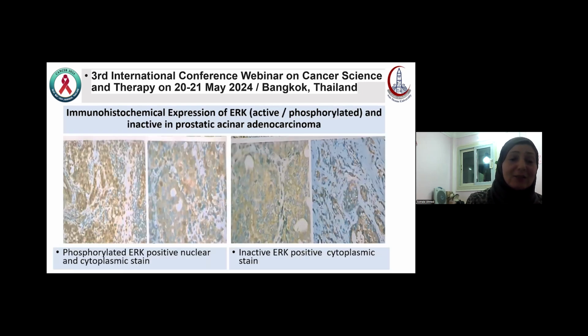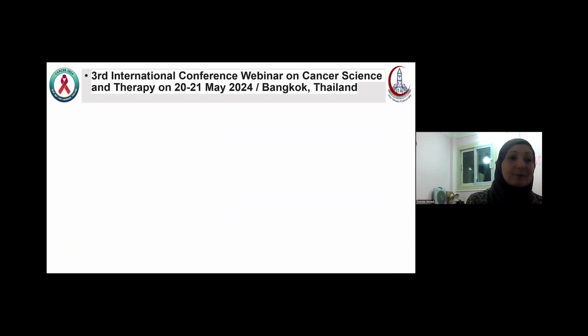Regarding ERK, both active phosphorylated and inactive, there is cytoplasmic positive stain for inactive ERK, and for the active phosphorylated ERK, there is both cytoplasmic and nuclear staining. This means activation of this pathway in prostatic adenocarcinoma, and so suggests a role for ERK and MEK inhibitors in prostatic adenocarcinoma.